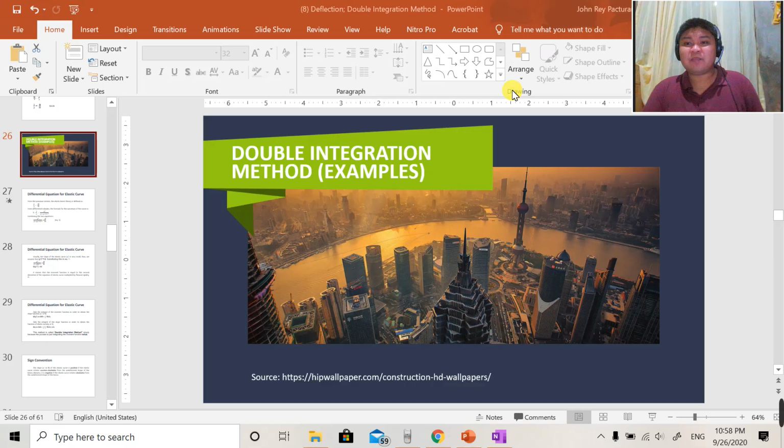So, pag-uusapan natin yung mathematical process kung paano natin madederive yung process ng double integration method, yung mga sign conventions niya, at the same time yung boundary conditions. Kasi nga kung maalala nyo, sa review of integration, para mahanap yung arbitrary constant, kailangan natin ng mga boundary conditions. And lastly, of course, the procedure for analysis.